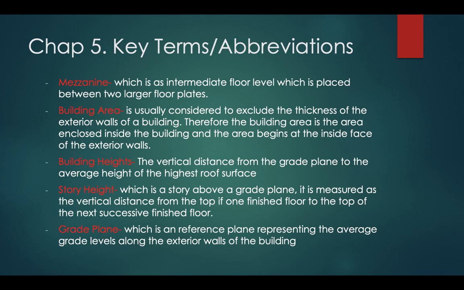Building height is the vertical distance from the grade plane to the average height of the highest roof surface. Story height, which is a story above a grade plane, is measured as the vertical distance from the top of one finished floor to the top of the next successive finished floor. Grade plane is a reference plane representing the average grade levels along the exterior walls of the building.